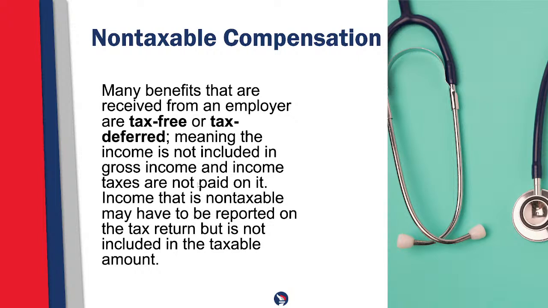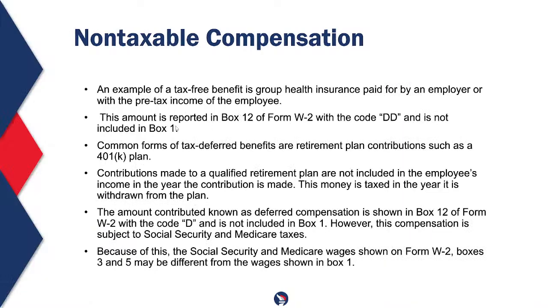Like I said, the W-2 is going to have that information. The program is going to handle that information for you. Thank God for computers. Think about trying to do some of this stuff by pen and paper back in the day. Some examples of tax-free benefits is group health insurance paid for by an employer or with pre-tax income of the employee. That's going to show up on box 12 of your W-2 with the code DD. That income is not included in box 1. It doesn't show up on a tax return anywhere.